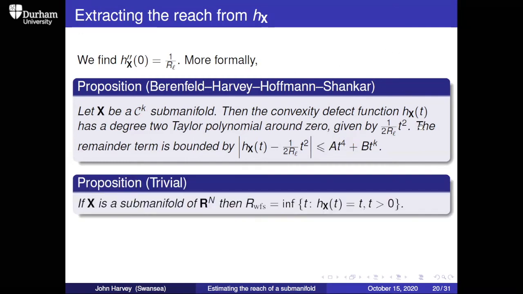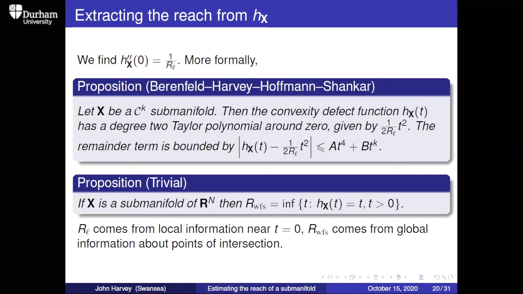So this means I have these two propositions. The tricky proposition that tells us that the convexity defect function gives you the local reach, that the curvature is encoded there in the behavior near 0. And then a trivial proposition. We said that critical points correspond to fixed points of the convexity defect function. So therefore, the first critical point is the first fixed point of the convexity defect function. Okay, so two completely different ways that the convexity defect function gives us information about the reach. The local reach comes from behavior near 0, and the weak feature size comes from fixed points of the function.